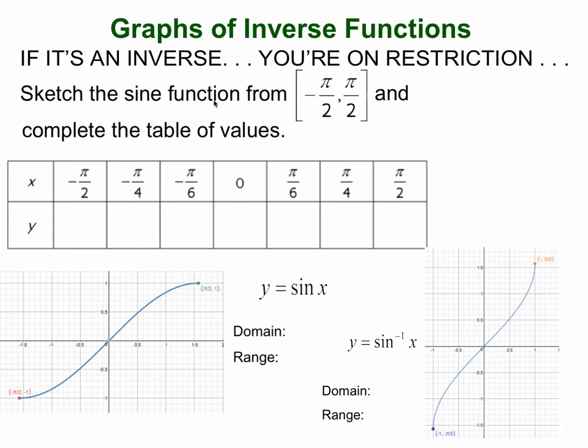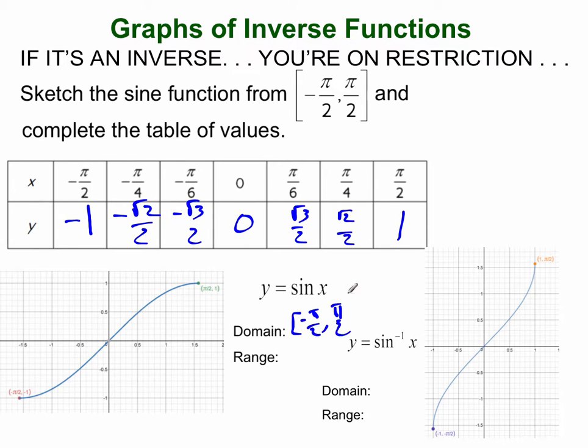So if I wanted to sketch the sine function from -pi/2 to pi/2, first let me complete this table of values. The sine of -pi/2 is -1, -√2/2, -√3/2, sine of 0 is 0, √3/2, √2/2, and 1. So I've graphed y equals sine of x from a domain of -pi/2 to pi/2. And the range is -1 to 1.